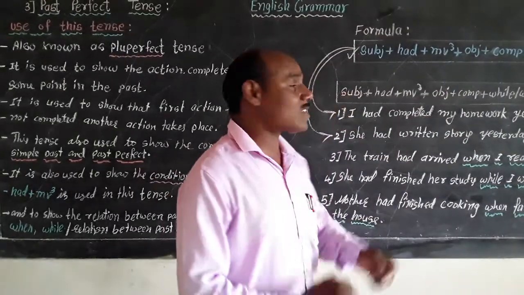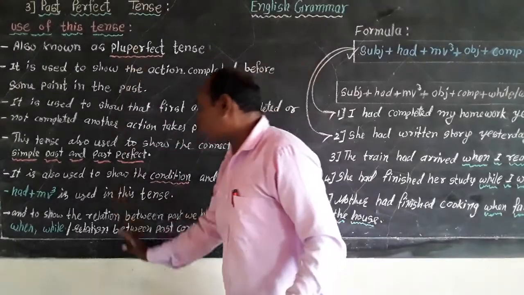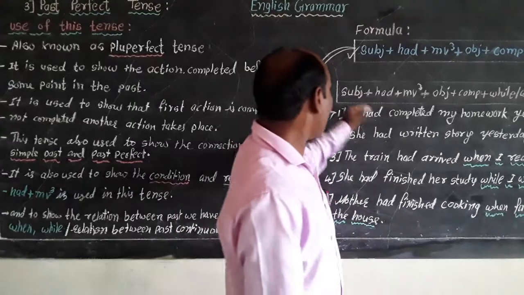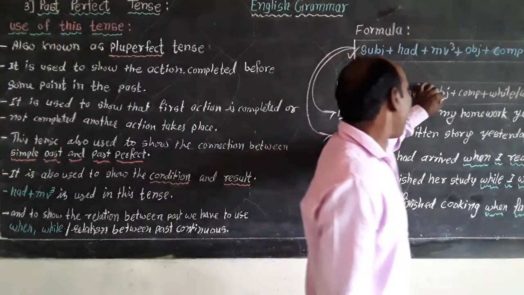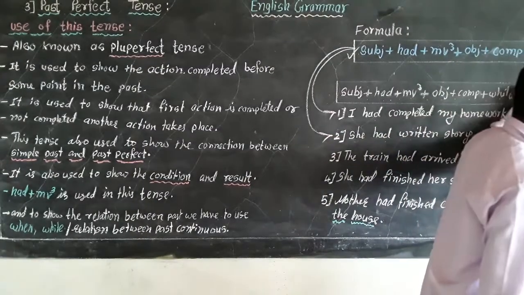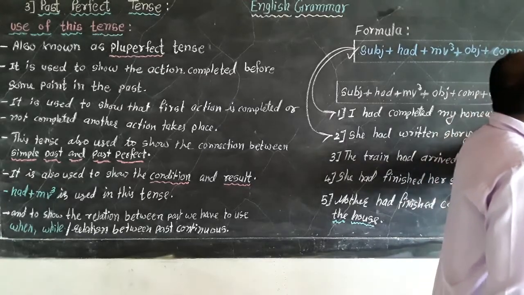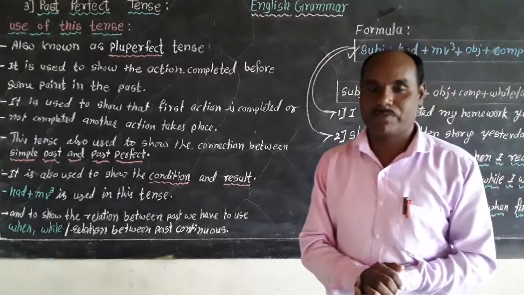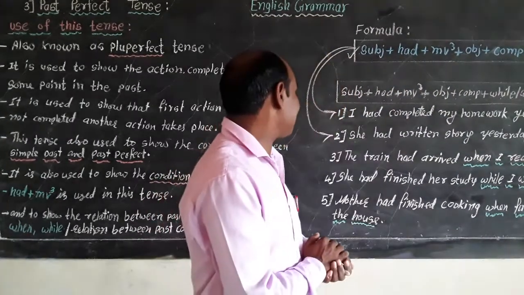Now, the second formula also is given, according to the rules or uses of this tense. How? Subject plus had plus MV3 plus object plus complement plus while or when plus simple past tense or past continuous tense. Simple past tense or past continuous tense.